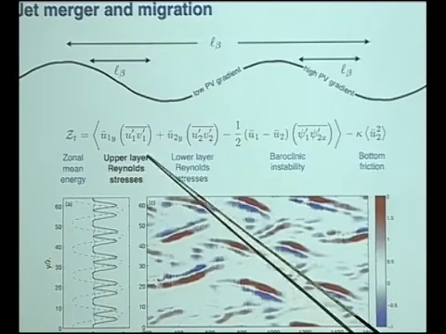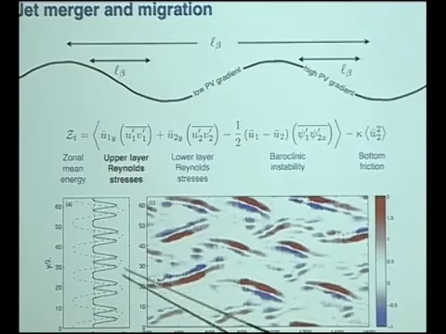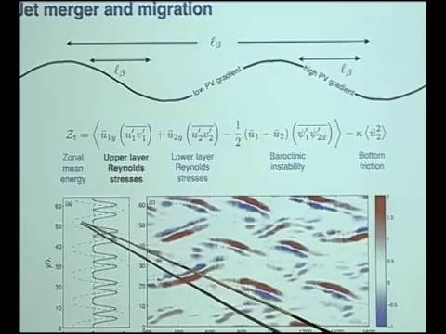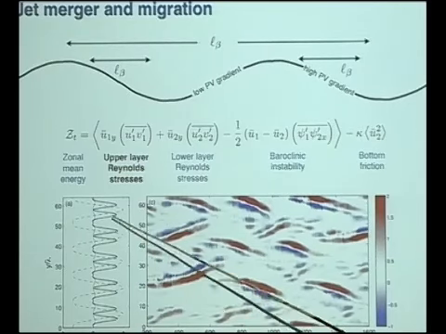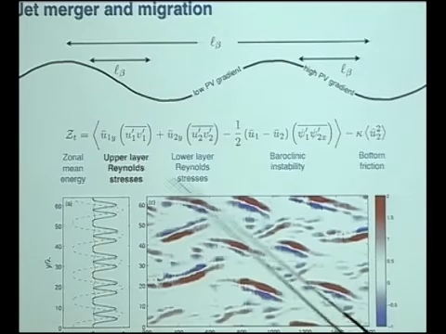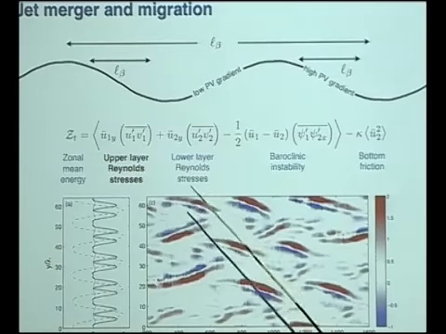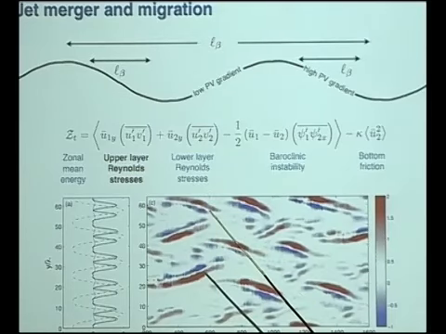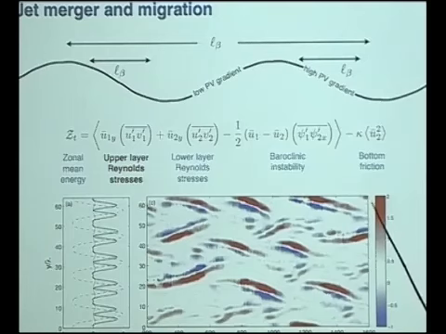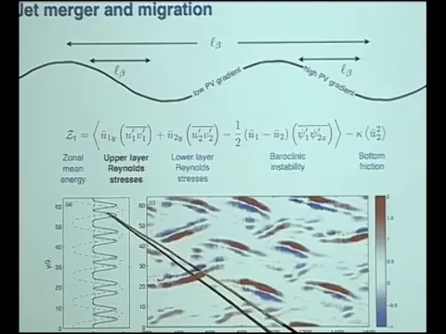You take energy out of the mean flow and put it into eddies. So that's a sink. And then, of course, you have some bottom friction here. Now, if you look at just this term that I've labeled in black here, the upper layer Reynolds stresses, and you look at it in the case with steady jets, the jet itself is in this dotted line here, and the Reynolds stresses are the solid line. And what you see is that it's symmetric about the jet, and it's positive on the jet flanks.